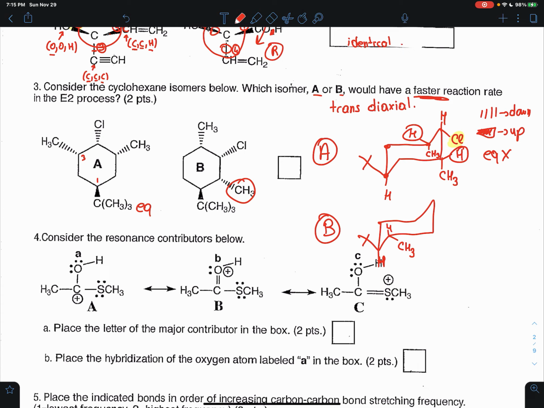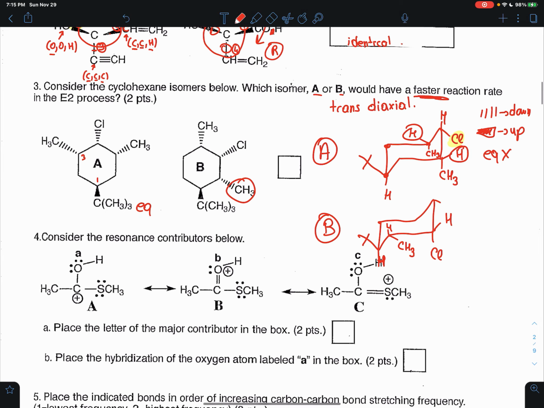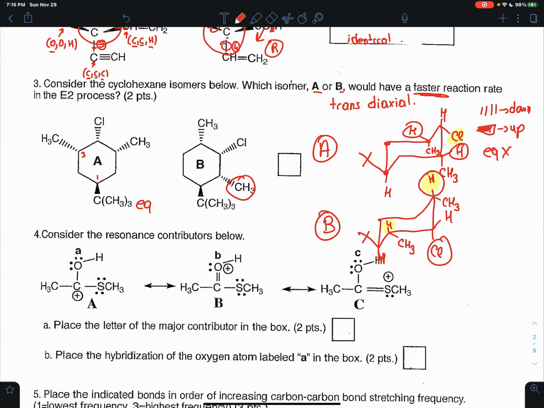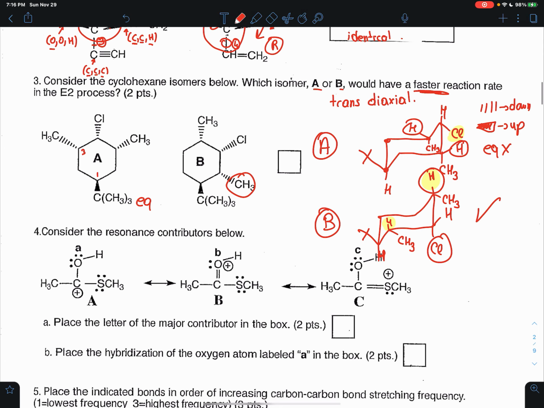And then the next one is going to be a chlorine pointing down. In this case, it's going to be on an axial, and the hydrogen is equatorial. The last thing is going to be my CH3, which is pointing down. In this case, it's going to be on an equatorial, and the hydrogen is going to be pointing up. So I have my Cl on an axial and I have a hydrogen on an axial. Actually, I have two hydrogens on an axial: this hydrogen right here and this hydrogen right here. So I have both of them on axial, so this one would work.